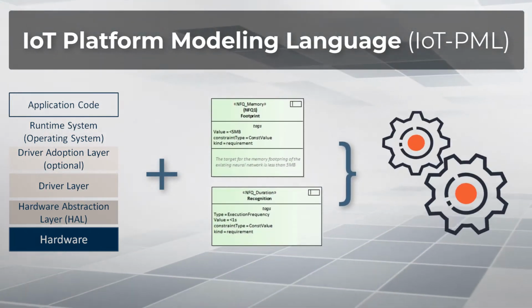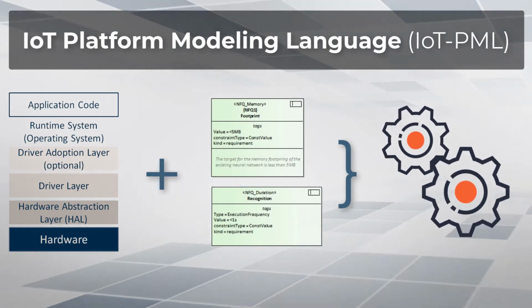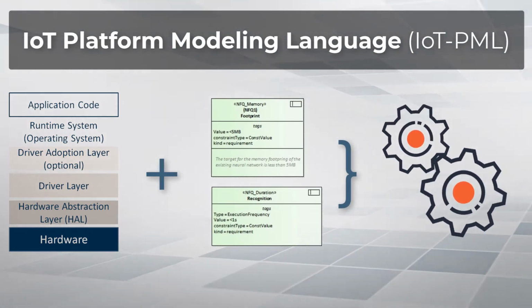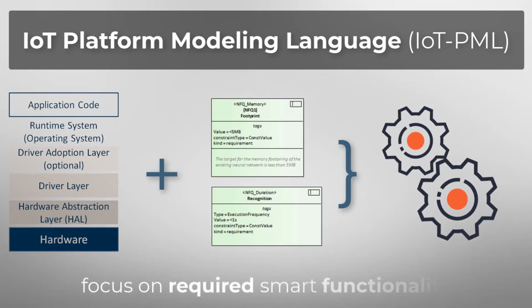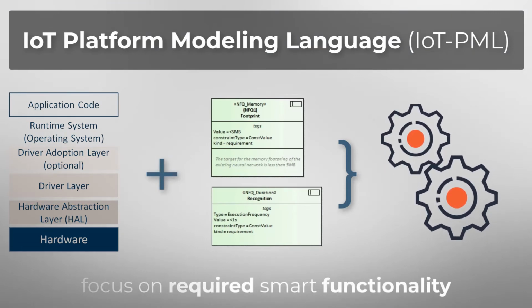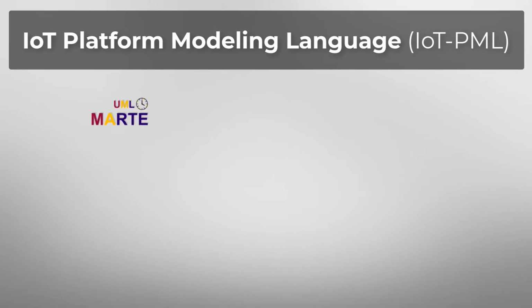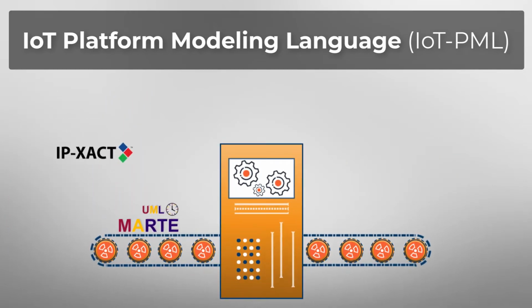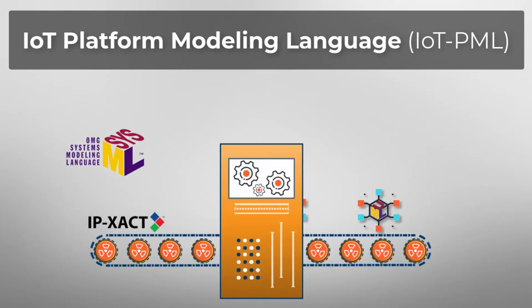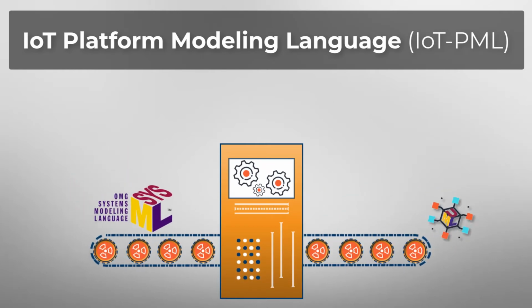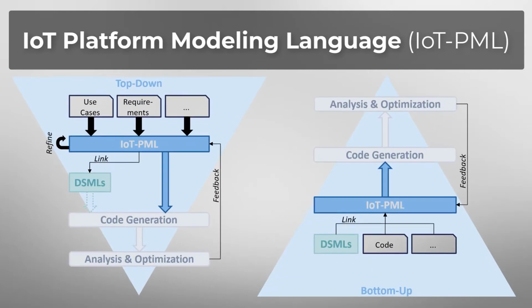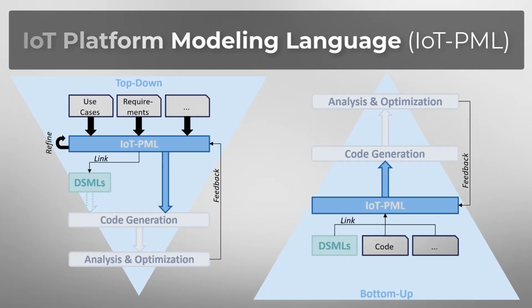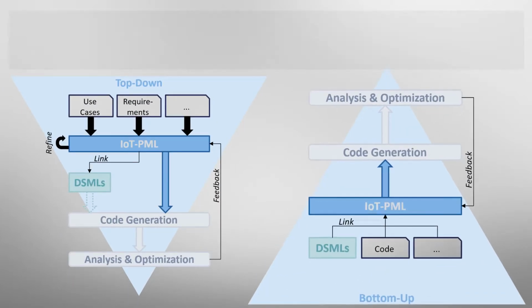Its focus is to drive software generators for ultra-thin IoT software that consists only of what is required for smart functionality and nothing else. The IoT PML is a domain-specific modeling language suitable to IoT nodes, which is implemented as the UML profile. IoT PML supports both top-down and bottom-up design flow or its combination.